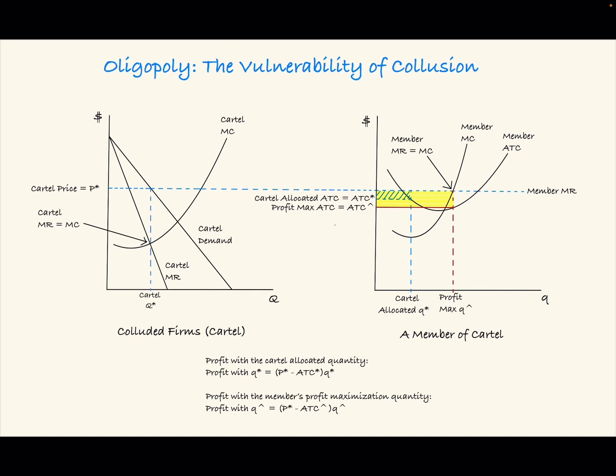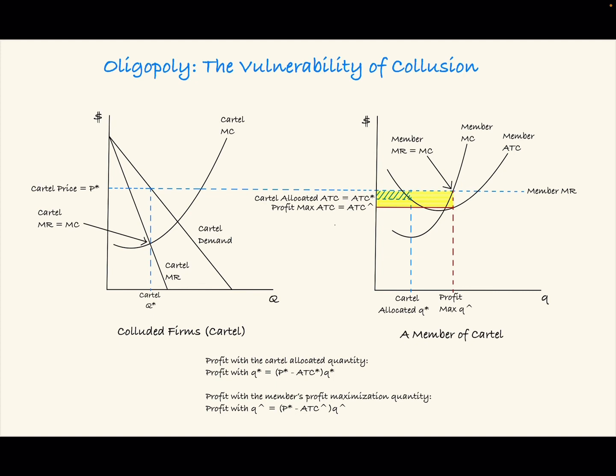This firm, however, recognizes that it doesn't maximize its profit at the cartel Q star. The member firm will maximize its individual profit where its individual marginal cost equals its individual marginal revenue. This occurs at the quantity of Q caret. We can see that the profit with the member's profit maximization quantity of Q caret is P star minus ATC caret, altogether multiplied by Q caret. In the graph, we can see this in the yellow shaded region.